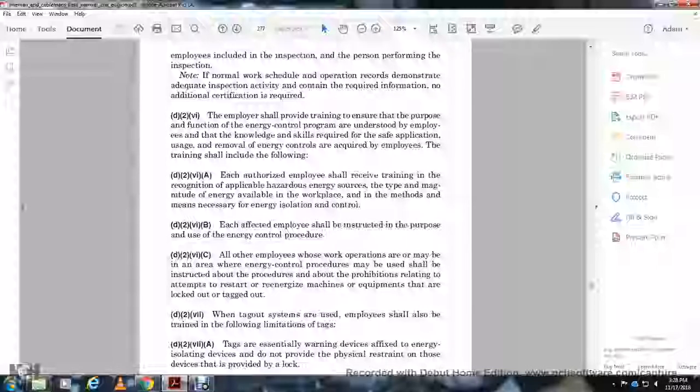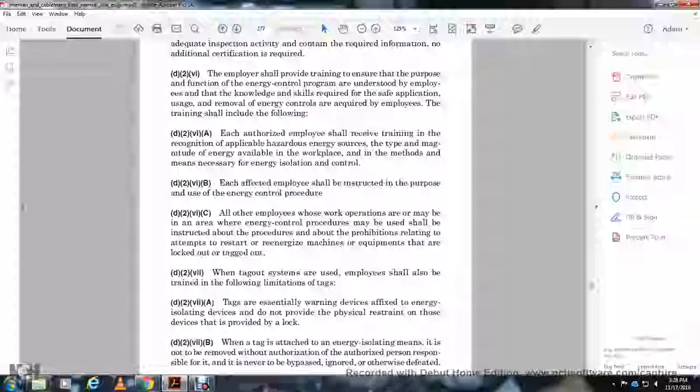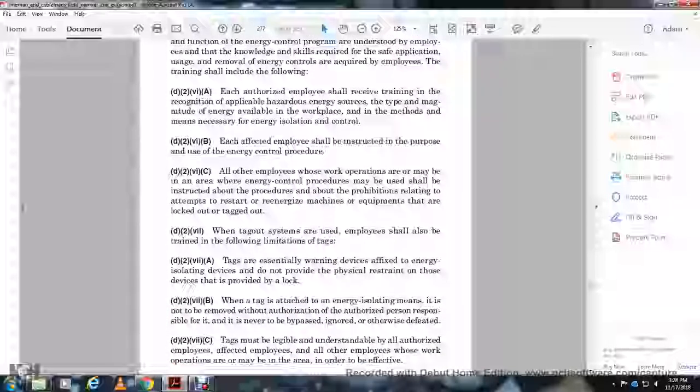Each affected employee shall be instructed in the purpose and use of the energy control procedure. All other employees whose work operations are or may be in the area of the energy control procedure shall be instructed about the procedure and about the prohibition against attempting to restart or re-energize machines or equipment that are locked out or tagged out. When tagout is used, employees shall also be trained on the following limitations of tags: tags are essentially warning devices fixed to the energy isolating device and do not provide the physical restraint that is provided by a lock.